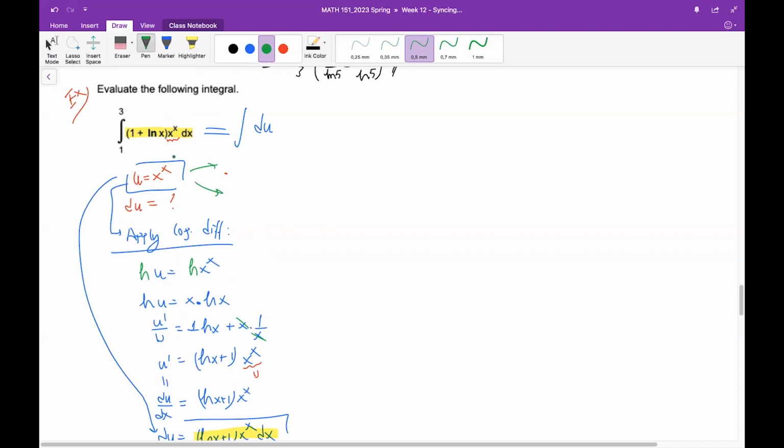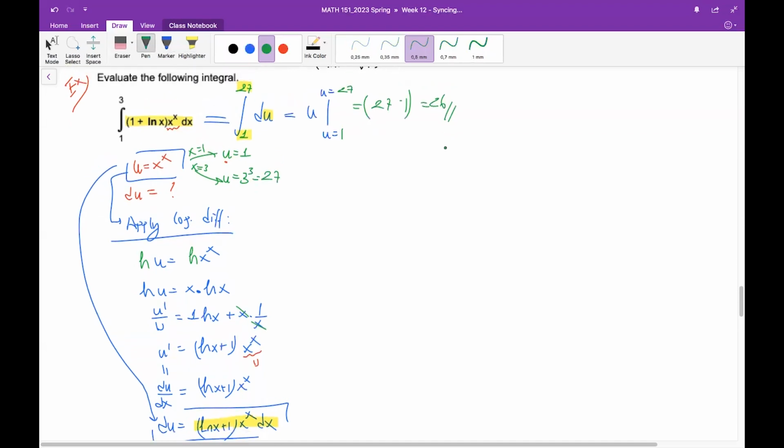These are the boundaries of x. So if x is 1, u is 1, since 1 to the power 1 is 1, right? If x is 3, what is u? u is 3 to the power 3, 27. So the new boundaries for u are 1 to 27. These are the new boundaries for u. And now I am ready to integrate, right? The integral of 1 is just u, and then you insert the upper and lower boundaries from 1 to 27. So the result is 27 minus 1, which is 26, okay?